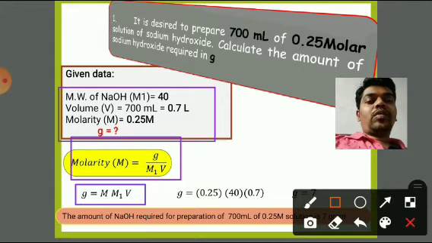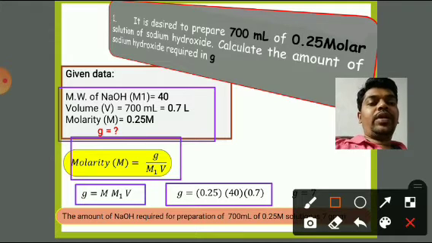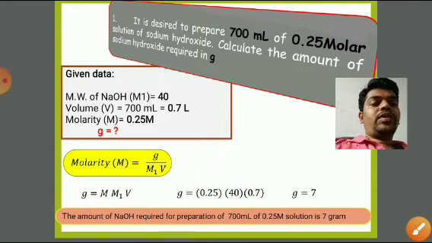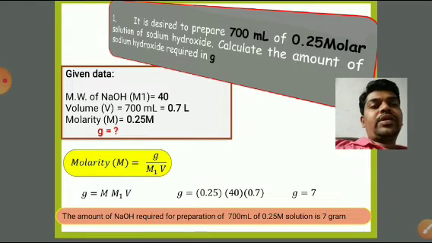Now just put the value of all the terms, that is M, M1 and V. So we get G equal to 0.25 into 40 into 0.7. If you multiply all these terms, we get 7. So G becomes 7. In this way we have calculated the amount in gram of NaOH which is required to prepare 700 ml of 0.25 molar solution. This is very simple.